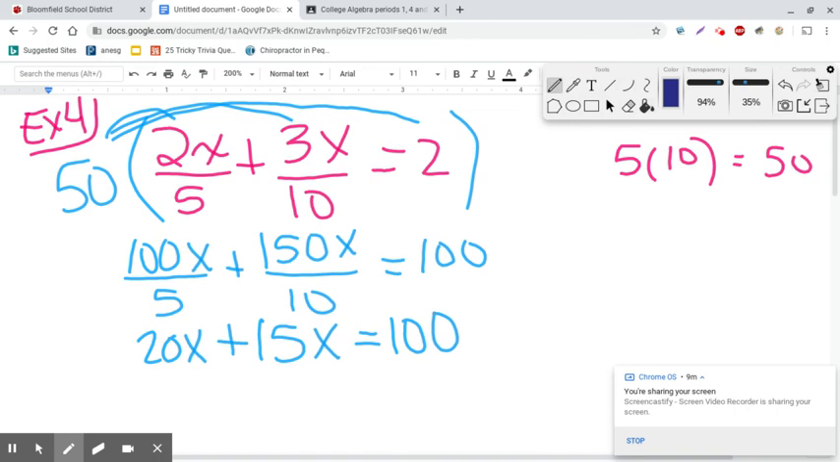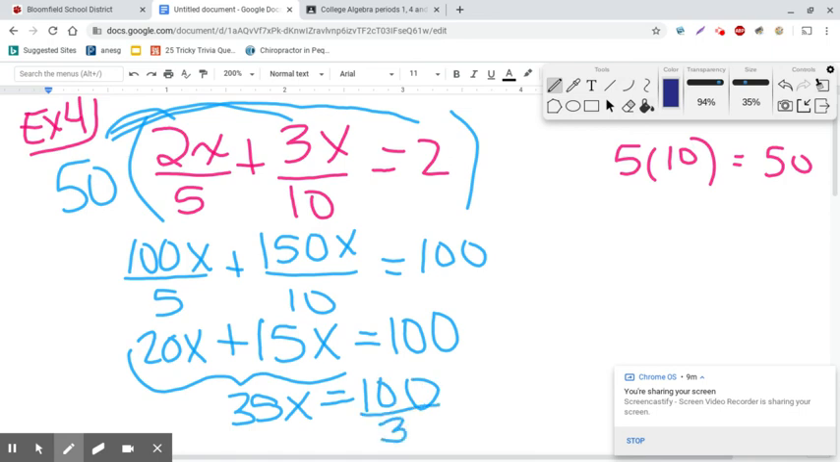Now we're just going to combine like terms. Okay? What is 20 plus 15? 35x is going to equal 100. Then we're going to divide by 35. All right? You can't do 100 divided by 35 evenly. It's not going to be pretty, but we can simplify that fraction. 5 does go into both.